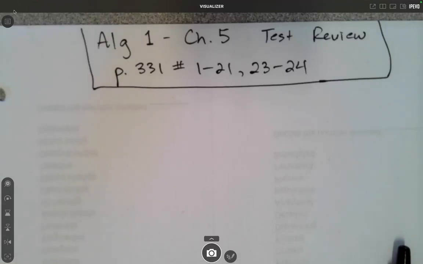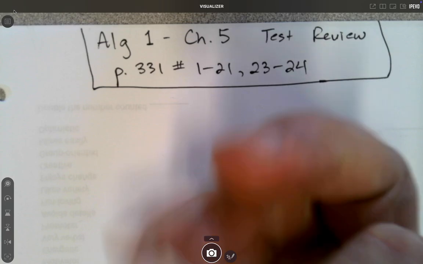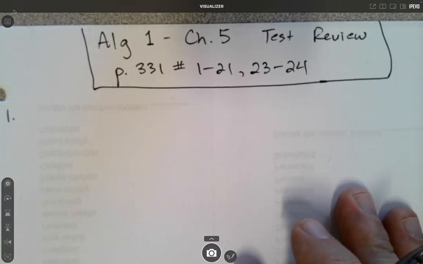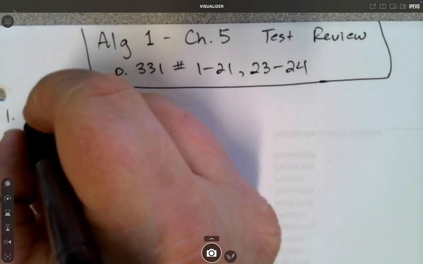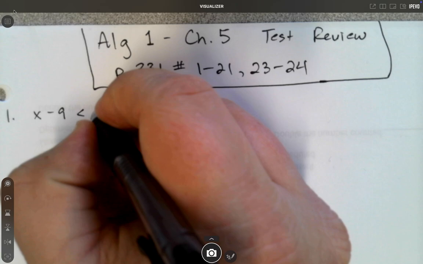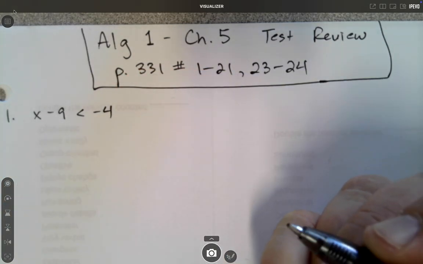It's time for our test on Chapter 5, dealing with inequalities, and this will help us review. Let's begin. Number 1, we are told to solve the inequality and then graph it on a number line. I will provide number lines for you to put graphs on the test.